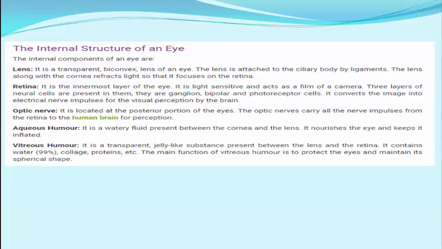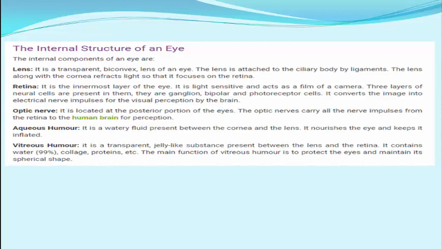The internal structure of an eye. The internal components of an eye are lens. It is a transparent, biconvex lens of an eye. The lens is attached to the ciliary body by ligaments. The lens along with the cornea refracts light so that it focuses on the retina.